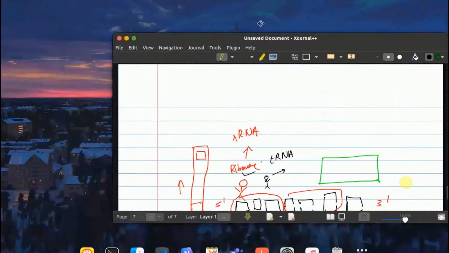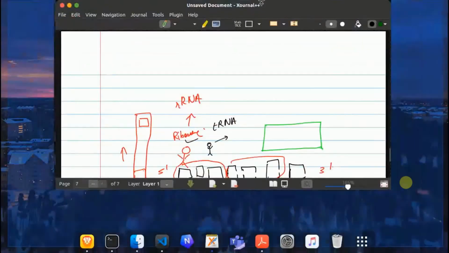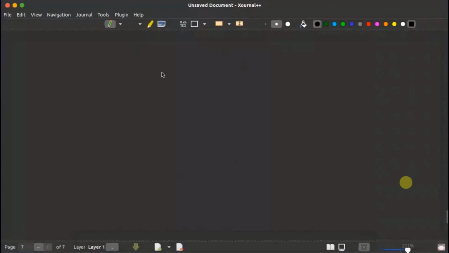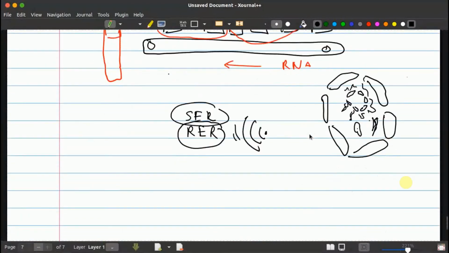I think I should show an image of it. I mean, we know what it looks like. I remember Golgi body. It looks like Wi-Fi. So you know what it looks like, right?